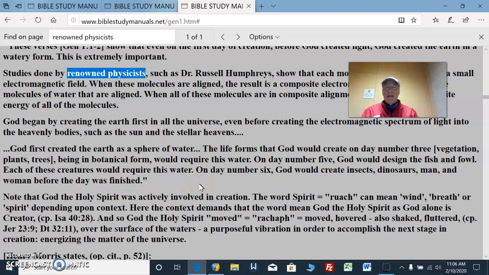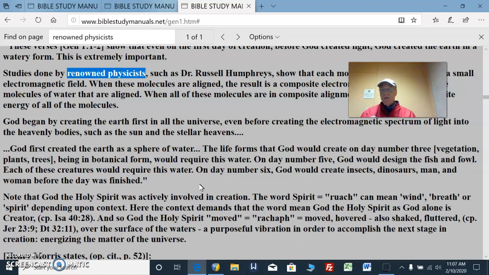The life forms that God would create on day number 3, vegetation, plants, trees, being in botanical form, would require this water. On day number 5, God would design the fish and fowl. Each of these creatures would require this water. On day number 6, God would create insects, dinosaurs, man and woman, before the day was finished.